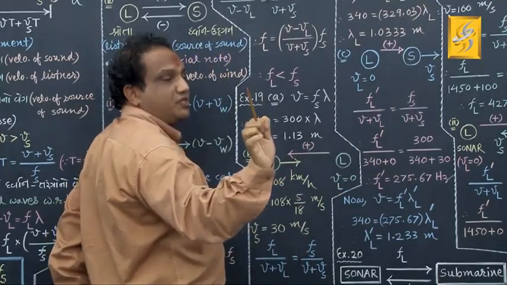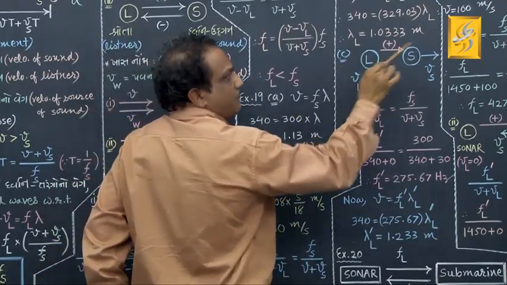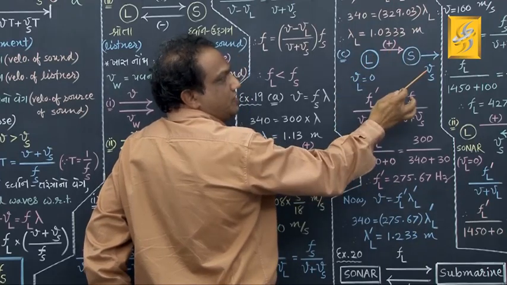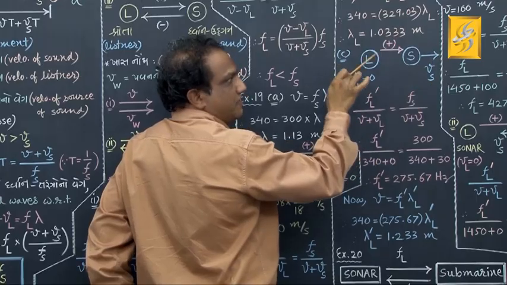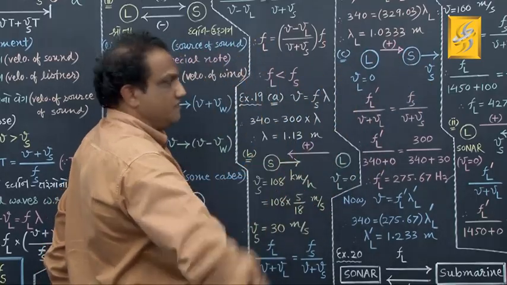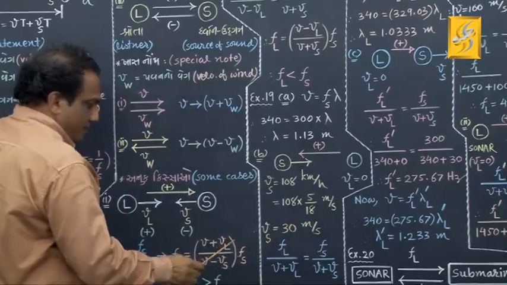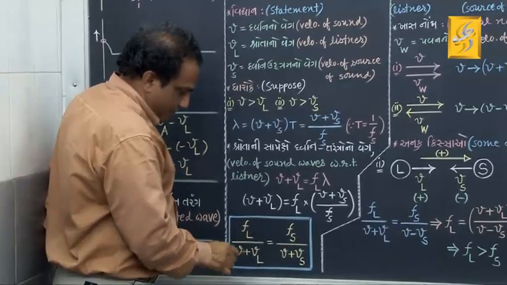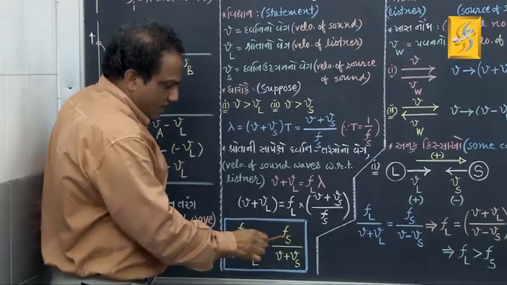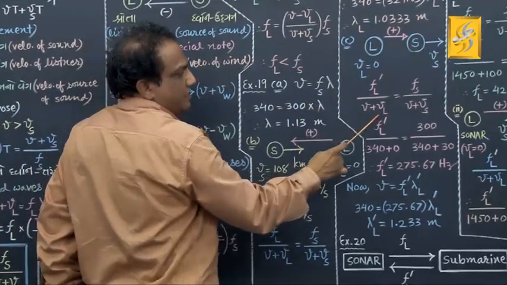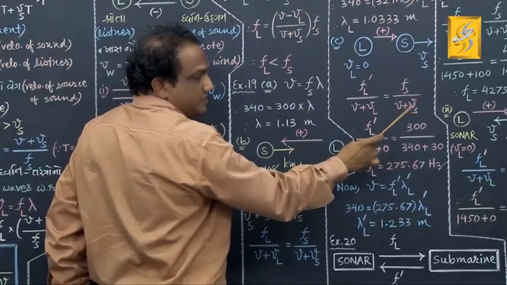Now what is the sign convention? Velocity in the direction from listener to source should be taken positive. And because the velocity of the source right now has the same direction, I should take it as positive, correct? Fine. Now apply the same formula. FL upon V plus VL equals Fs upon V plus Vs. Here it is: FL upon V plus VL equals Fs upon V plus Vs.